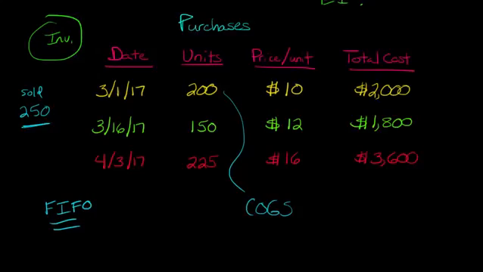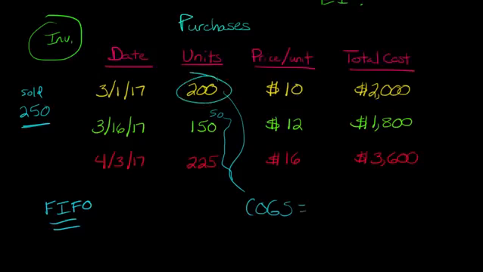We say, okay, well, out of this 150 that we've got here, 50 of those units are also going to go to cost of goods sold. So we've got 50 here, and then we've got the full 200 here, are all going to be cost of goods sold. Right? So the first units we've purchased are going out.